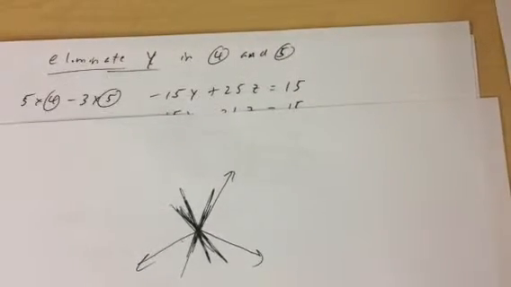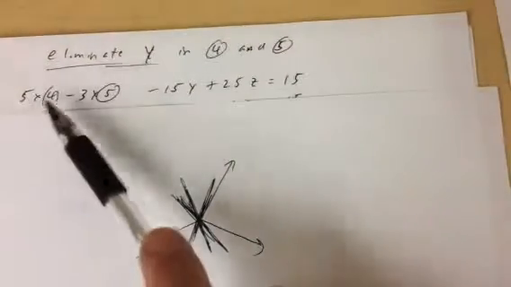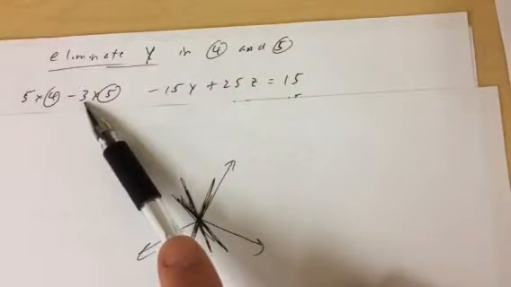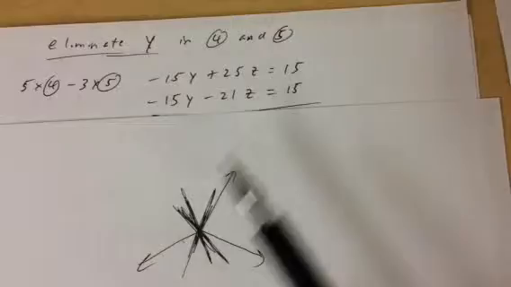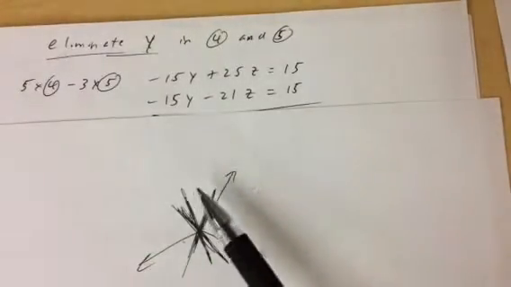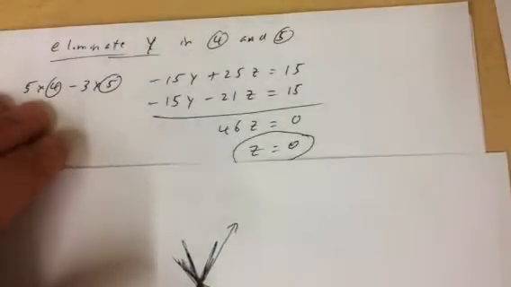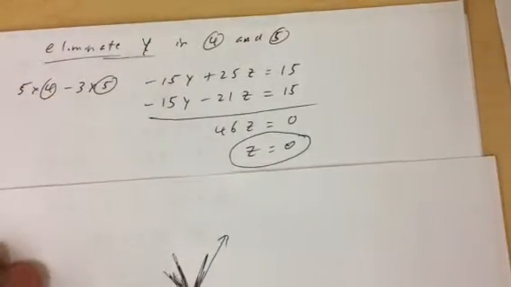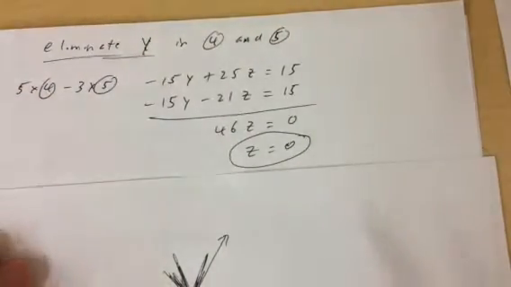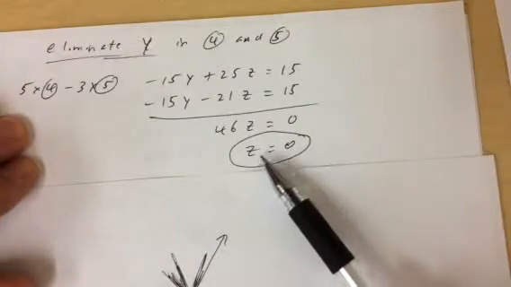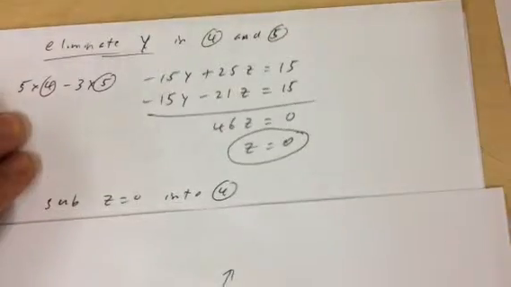y. So I'm going to have to multiply 4 by 5 and 5 by 3 and then subtract them. When I do that, again, don't forget to multiply the right side by the numbers. Those are the two equations that you get. Subtract them, you get 46z equals 0, which means z equals 0. Well, that's convenient. Now that we've got z, we can sub that back into 4 or 5.